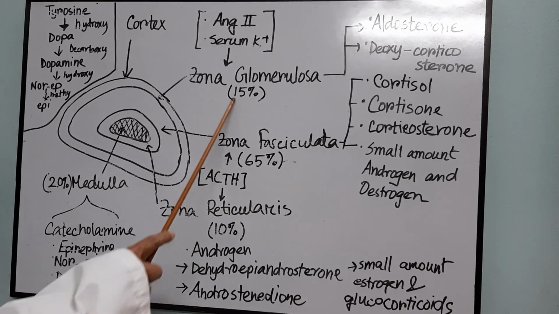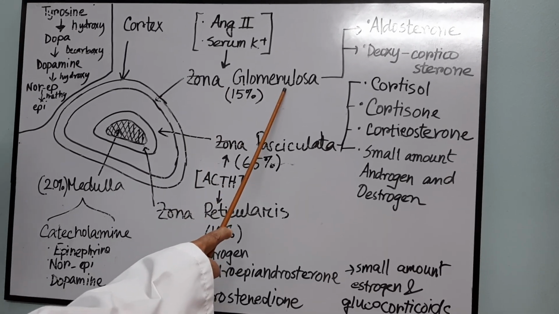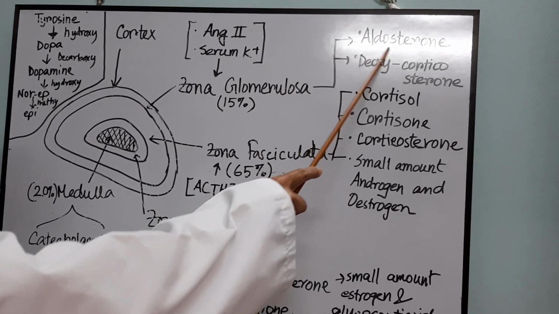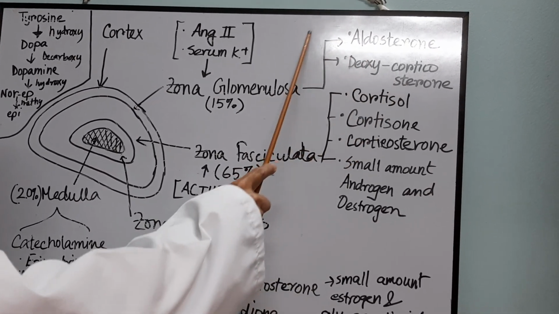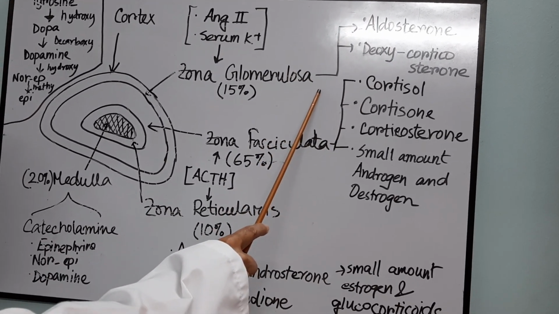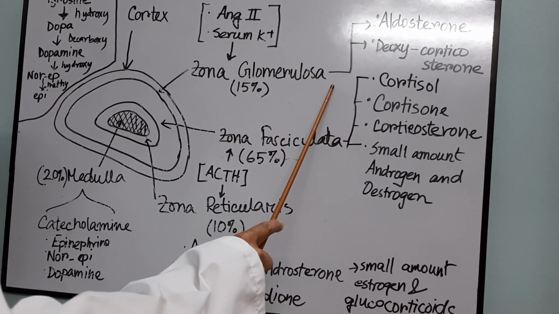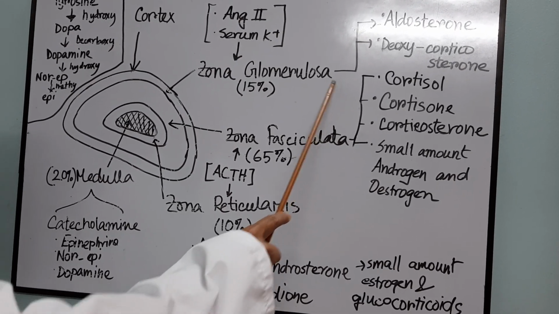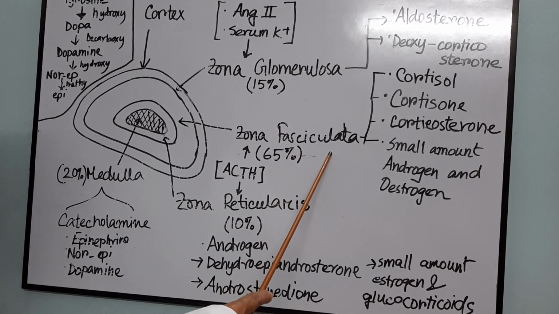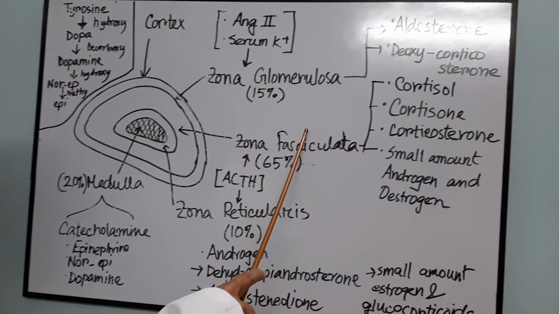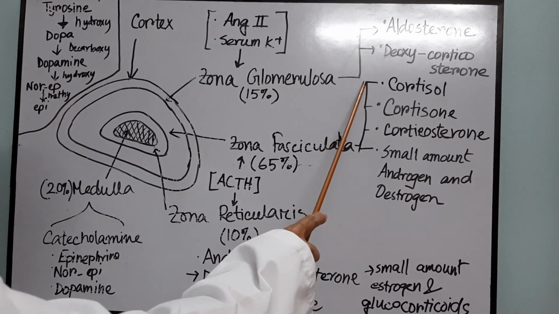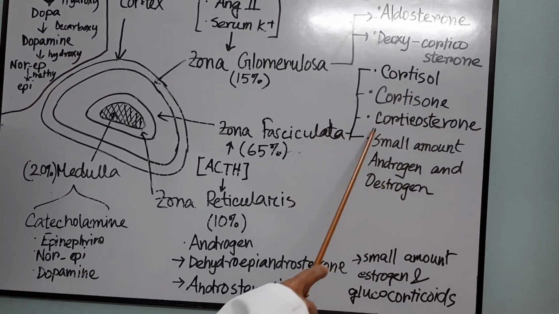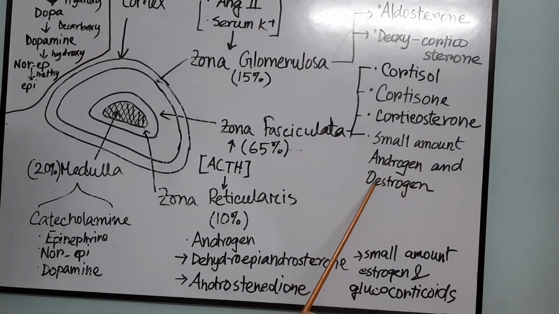Now come to the zona glomerulosa. What are the hormones secreted from the zona glomerulosa? One is aldosterone, another is deoxycorticosterone. These two are mineralocorticoids, and other mineralocorticoids you will get in the book. Now the zona fasciculata secretes the glucocorticoids. What are the glucocorticoids? Cortisol, cortisone, corticosterone, and a small amount of androgen and estrogen.